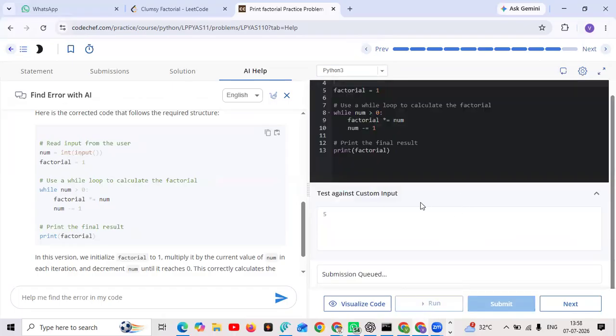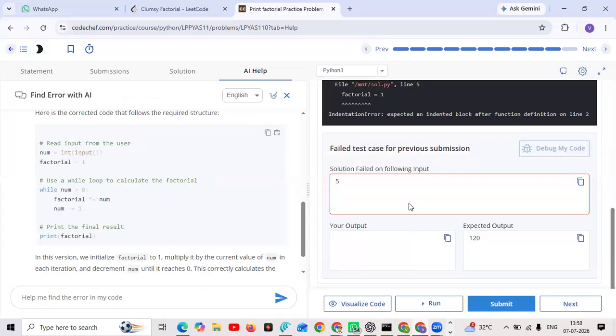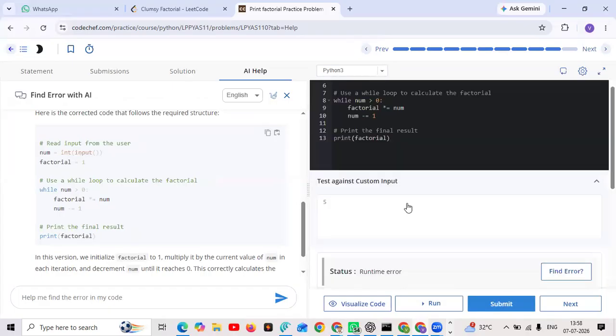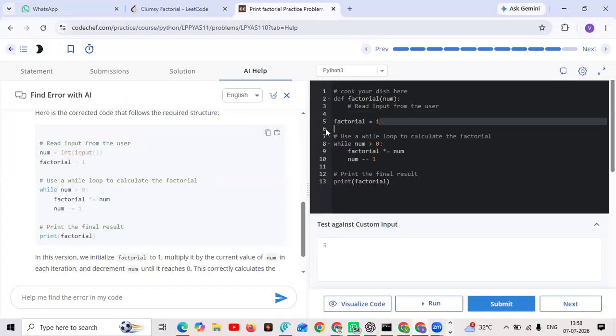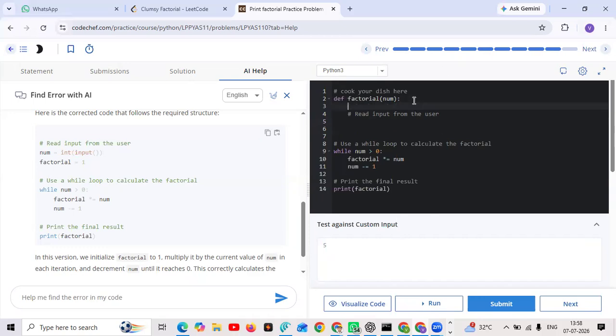Now, if you check, there are some indentation errors. We cannot do it like that.